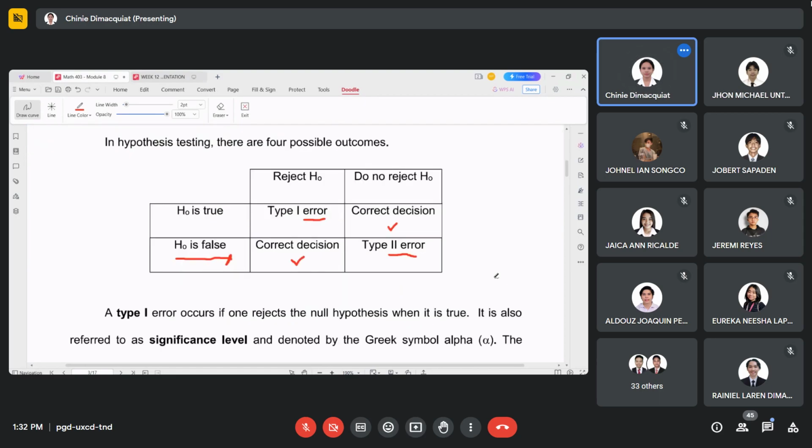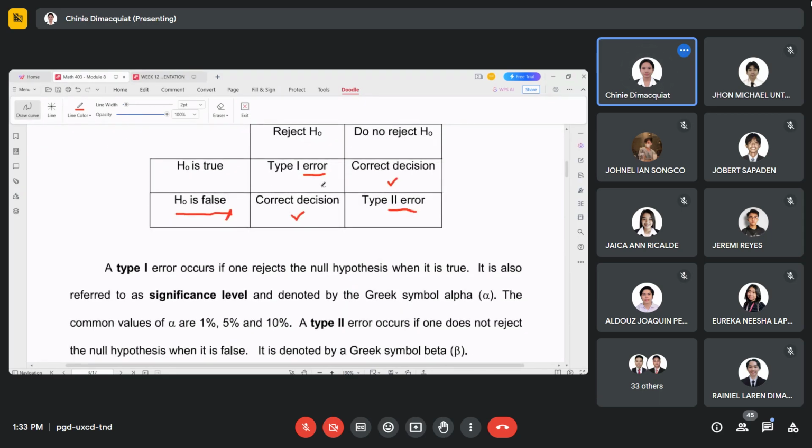Okay. So, type 1 error occurs if one rejects the null hypothesis when it is true. Tama na yung ating null hypothesis, pero na-reject pa rin natin siya. It is also referred to as significance level and denoted by the Greek symbol alpha. Di ba last time, kinukuha natin yung value ni alpha. Yung kinukuha nating alpha na yun yung ating significance level. The common values of alpha are 1%, 5%, and 10%. Ito naman ay given sa ating problem.